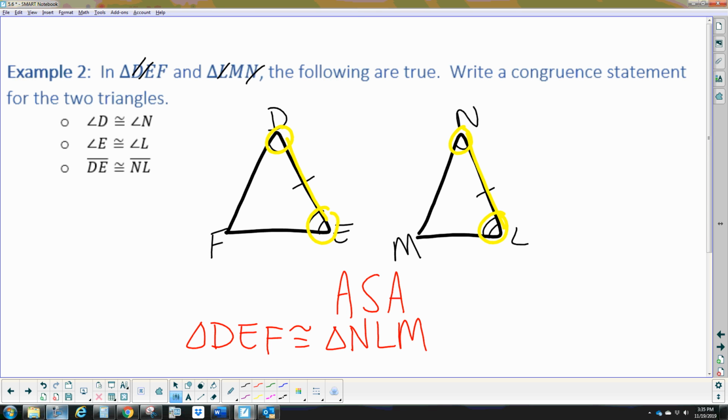Okay, so D and N have to match up, E and L have to match up, and then the unmarked non-included angle has to match up. So F and M need to match up.